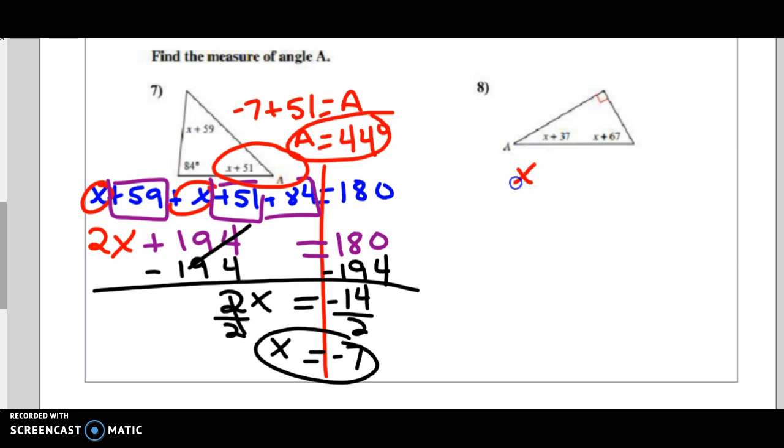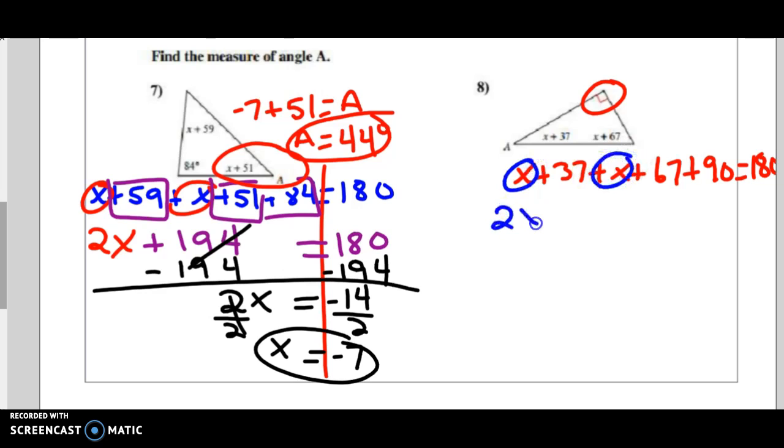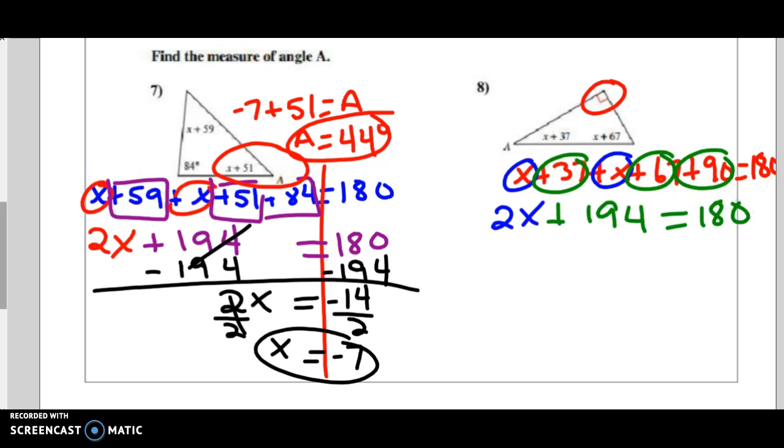So I have x plus 37 plus x plus 67, and even though it doesn't say it numerically, I know that this is a right angle, so it's 90 degrees. Plus 90, all combined to give me 180. Now I need to combine my like terms. x plus x is 2x, and 37, 67, and 90 combine to 194, and that equals 180. So it's actually the exact same equation I ended up with last time.